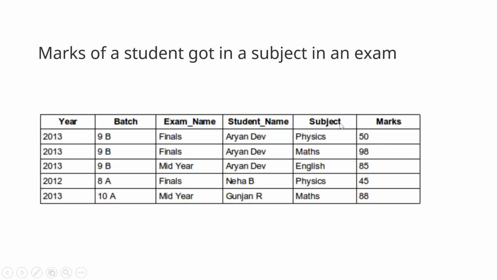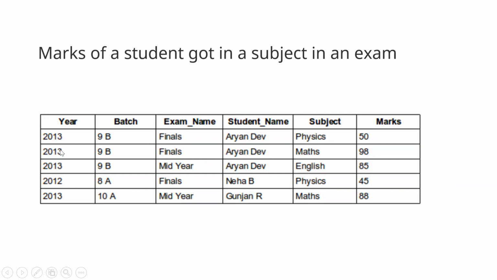Let's omit the column subject. If we omit the column subject from this table, the grain should be updated also. Marks of a student in an exam, okay, that should be the grain. Even the granularity should be updated too. If we remove subject, there is no meaning of specifying these two different line items.